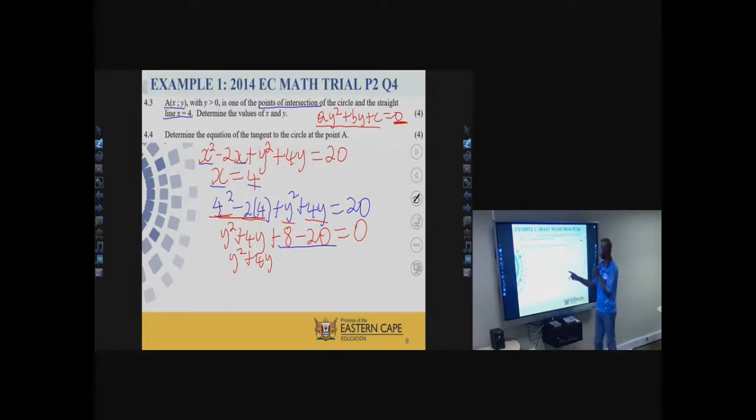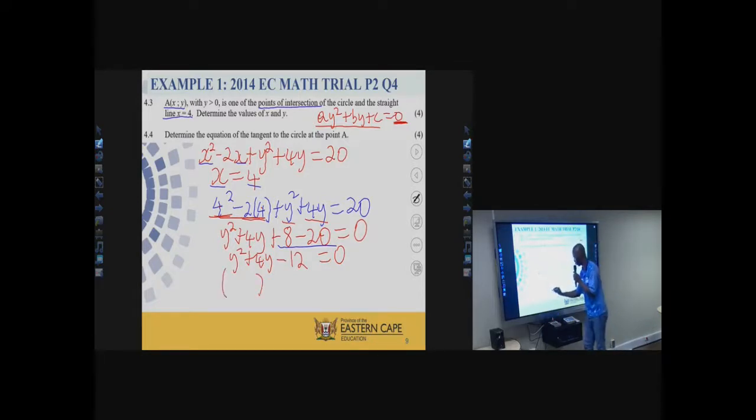So 8 minus 20. If you are not sure, you are free to use a calculator, because I know a lot of you struggle to even add simple numbers. 8 minus 20 will give you a negative 12, because remember, we take the sign of the bigger number, then the answer will be 0 there on the right-hand side. Then from here, you can either factorize or use the quadratic formula. Now remember that this is algebra now. So the rest is algebra.